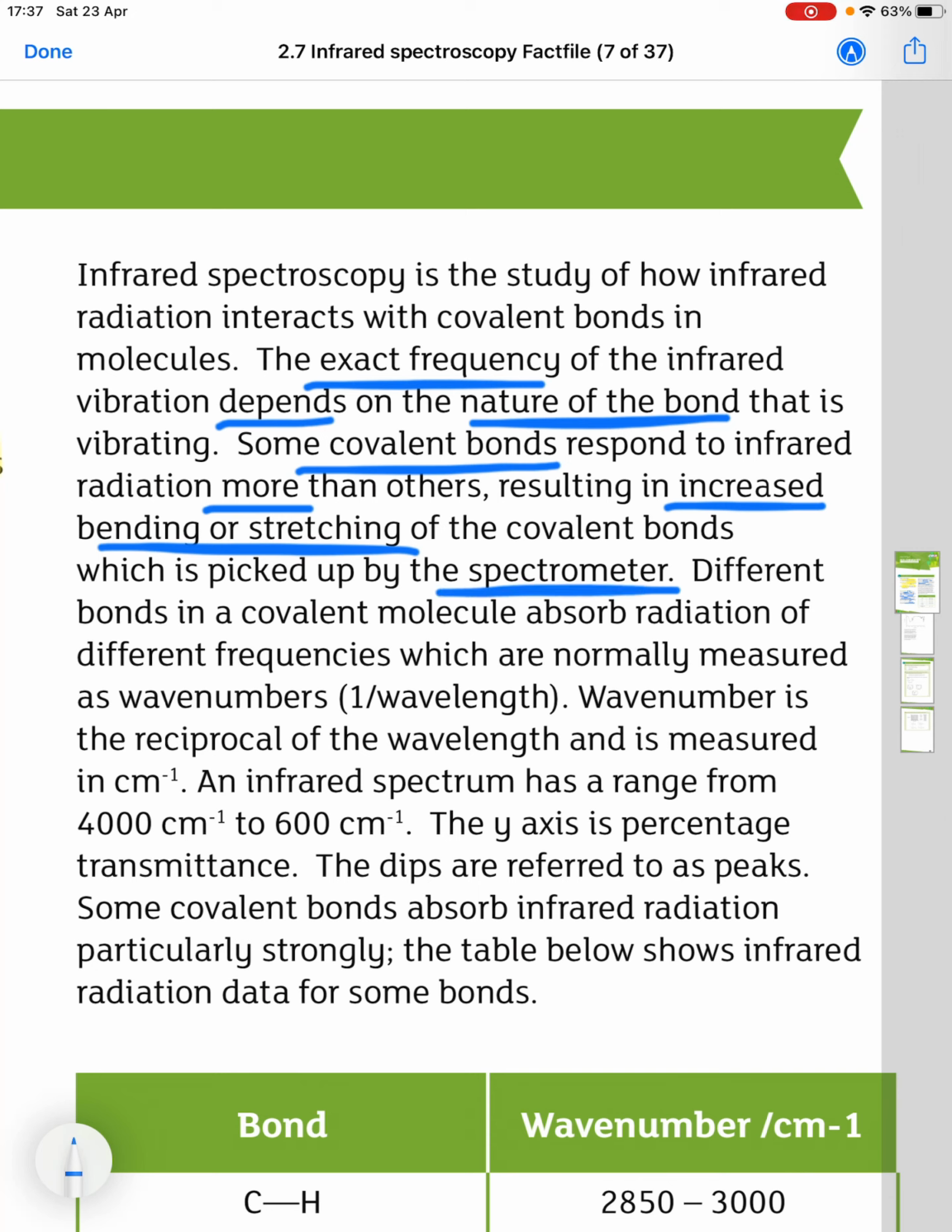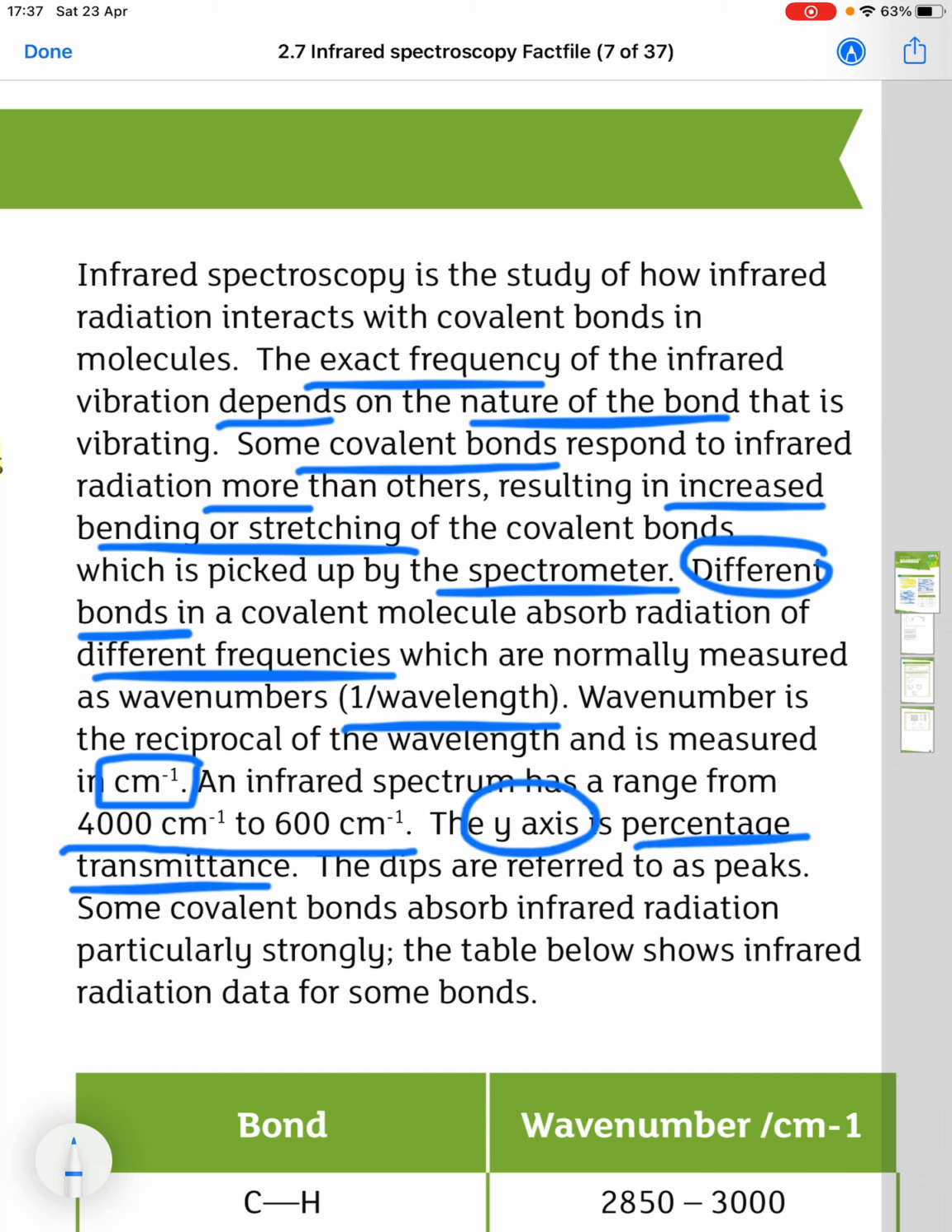Different bonds in a covalent molecule absorb radiation at different frequencies, which are normally measured as wave numbers, as we've seen, 1 over the wavelength, and it's measured in centimetres to the power of -1. So an infrared spectrum has a range from 4,000 to 600 centimetres to the -1. The y-axis is the percentage transmittance, and the dips are referred to as peaks.